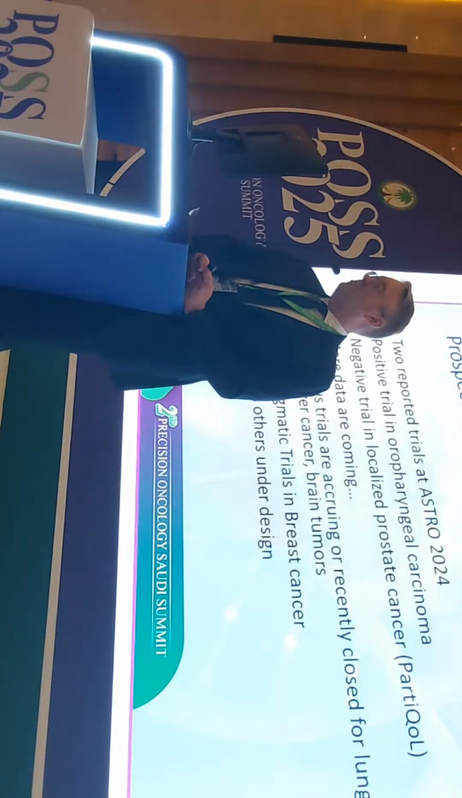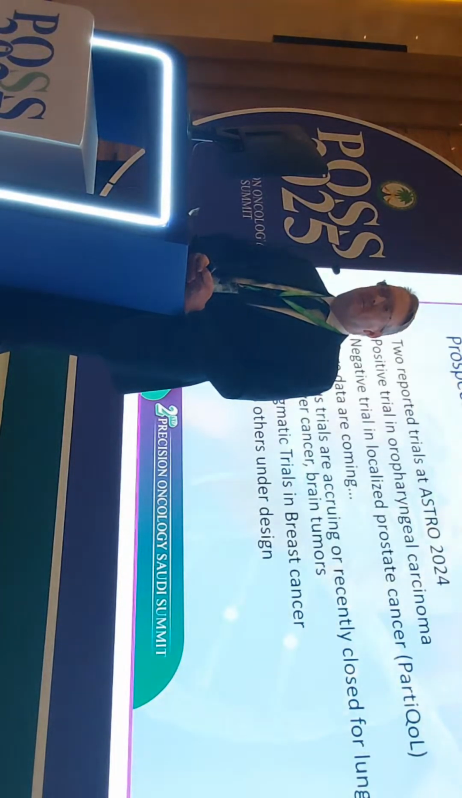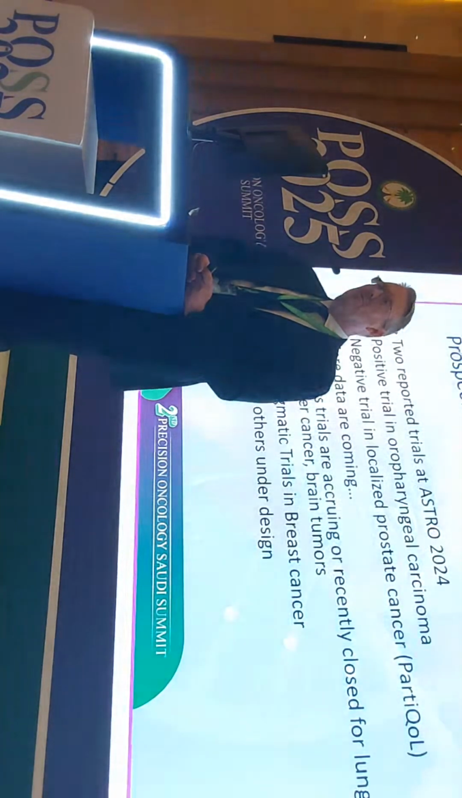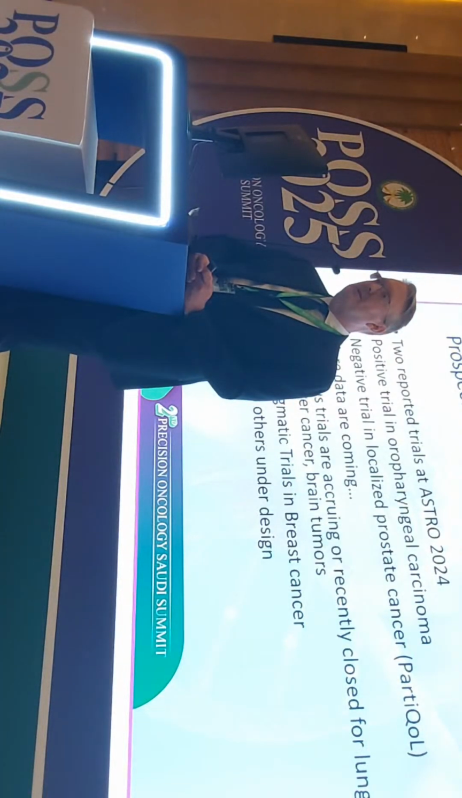Numerous trials are reported and recently closed for cancers including lung cancer, esophageal cancer, liver cancer, brain tumors, and others. There's a pragmatic trial in breast cancer that completed accrual, and we are still waiting on events for that to read out, and numerous others under design.